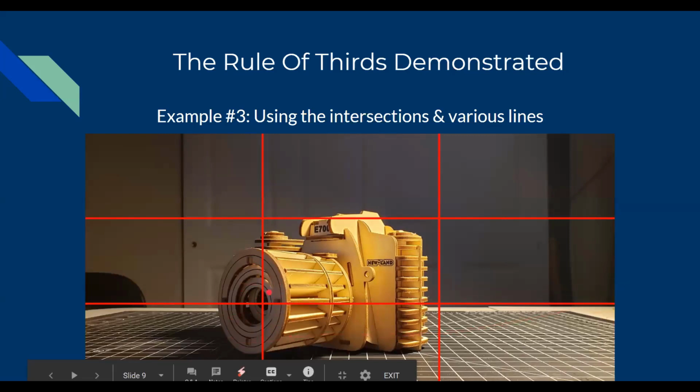So we've seen what it would look like to use a horizontal line in tandem with an intersection point. What about using it the other way around? What if we have a vertical line and intersection point? What does that look like? Well, I believe I've got one more in here.